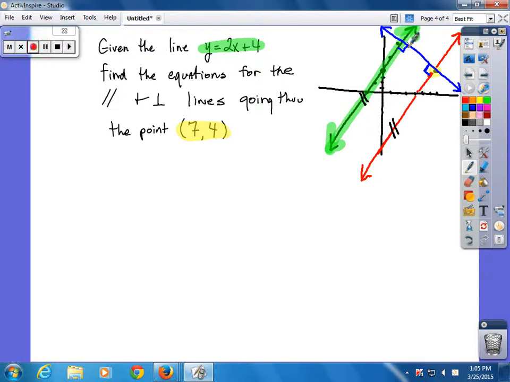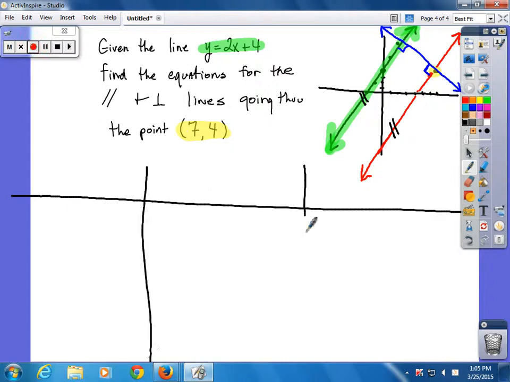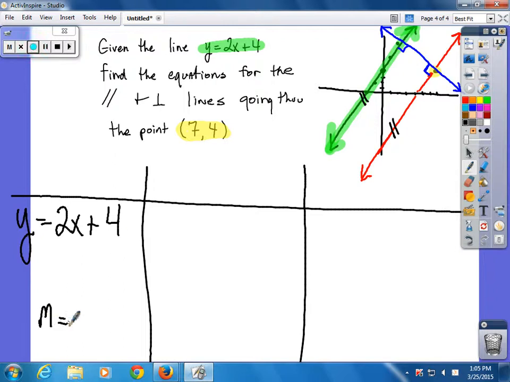So, what do we do? Well, the first thing you do is you draw a BA table. It's got to be 3 columns wide. So, there's the first column, and there's the second column. And in the first column, you put y is equal to 2x plus 4. And somebody tell me what m is. M is equal to what in this problem? 2.